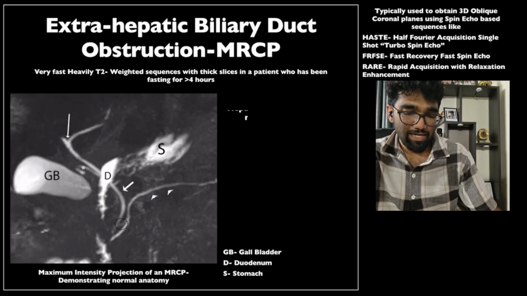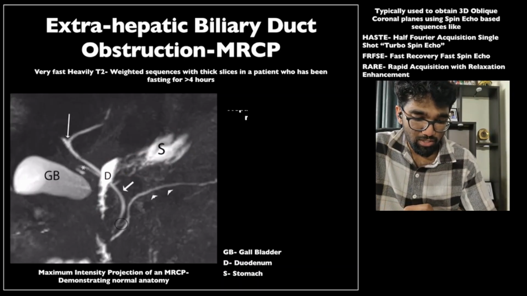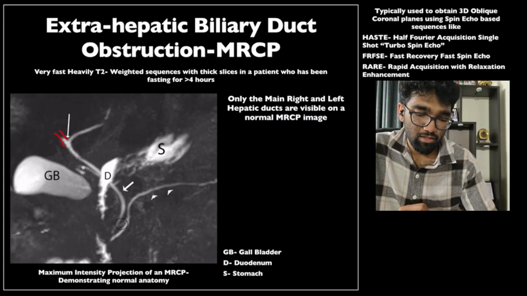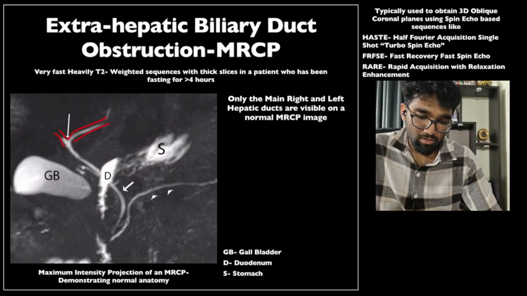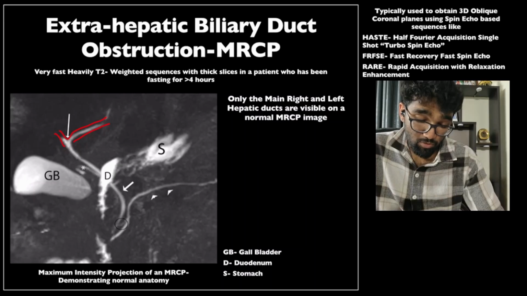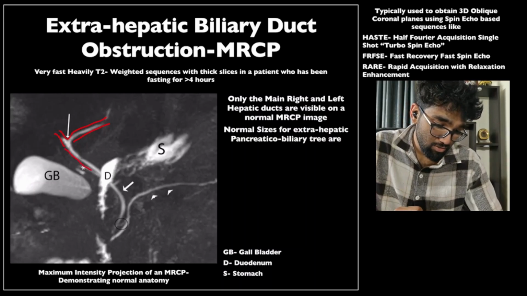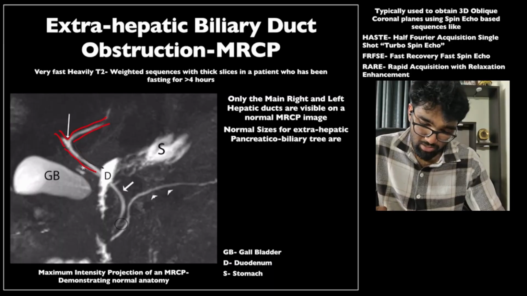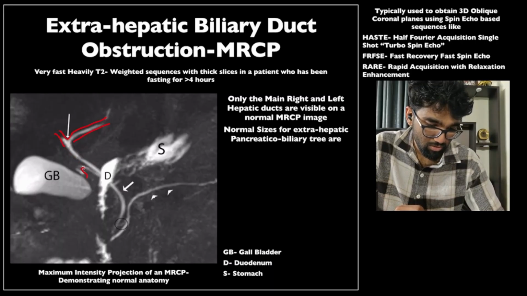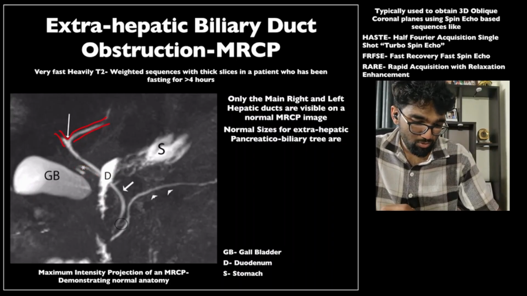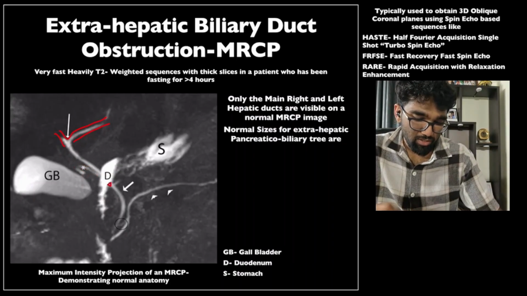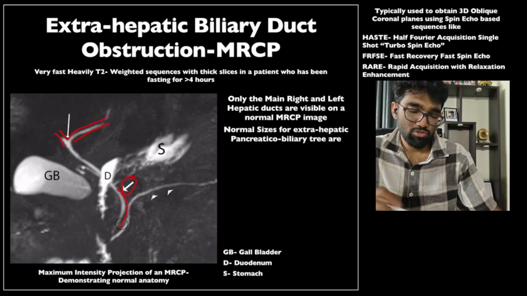Now, only the main right and left hepatic ducts are normally visible on the MRCP image. So you can see this is the main right hepatic duct, and this is the left hepatic duct. They join together to form the common hepatic duct, and then the common hepatic duct goes downwards and is joined by the cystic duct. That is this duct arising from the gallbladder and moving towards the common hepatic duct, and behind the duodenum the two ducts are joining possibly here. After that, the short arrow here points towards the common bile duct.